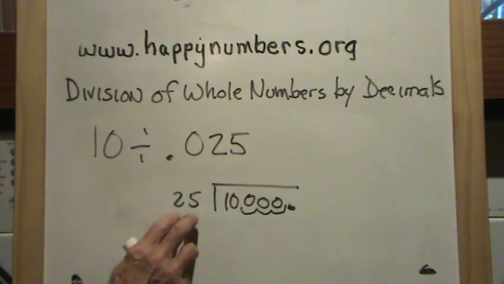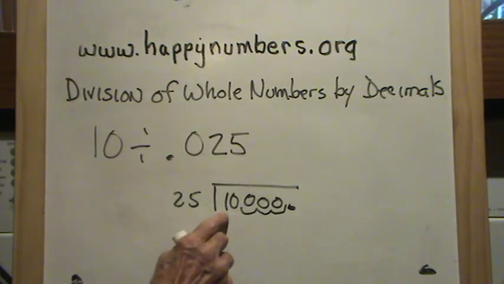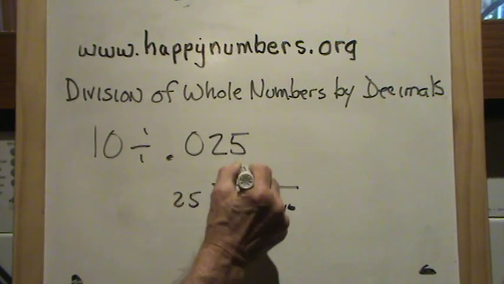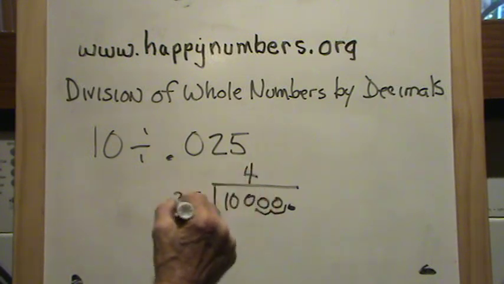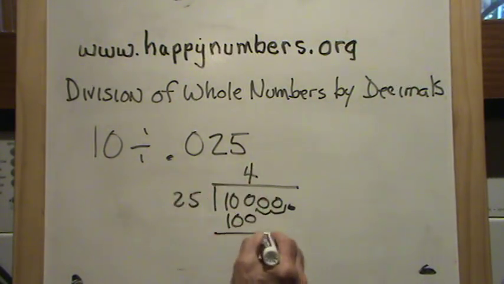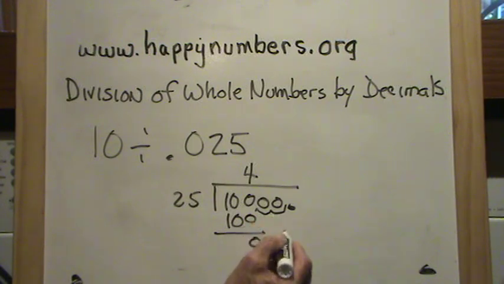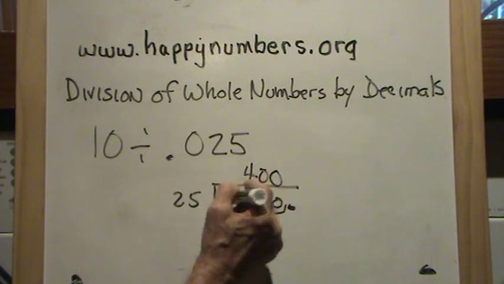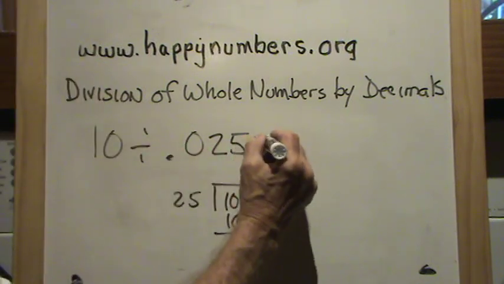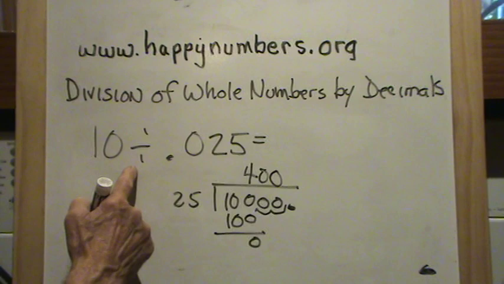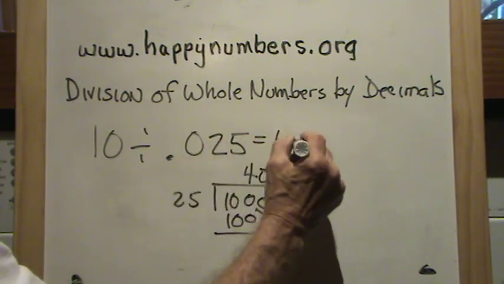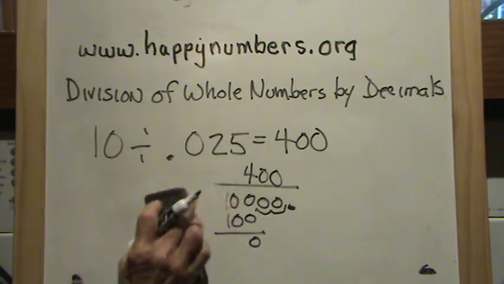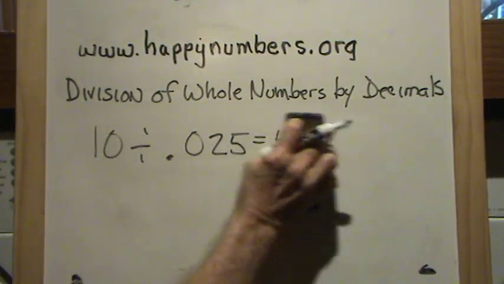Now we divide. 25 can't go into 10, but 25 can go into 100. We know that it can go 4 times. 4 times 25 is 100. We subtract and we have all zeros, so we just fill in the zeros. Again, we do not put the decimal point up here because our answer is a whole number. So 10 divided by 25 thousandths is equal to 400. Excellent.